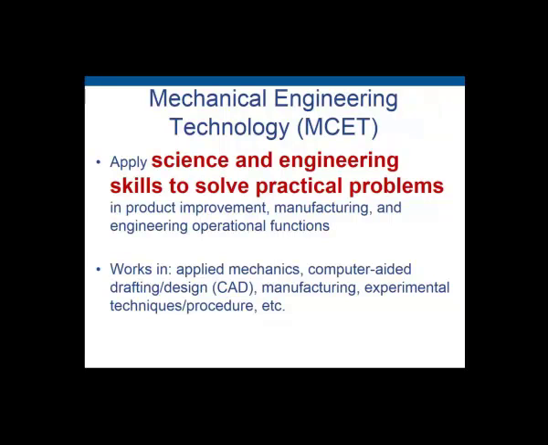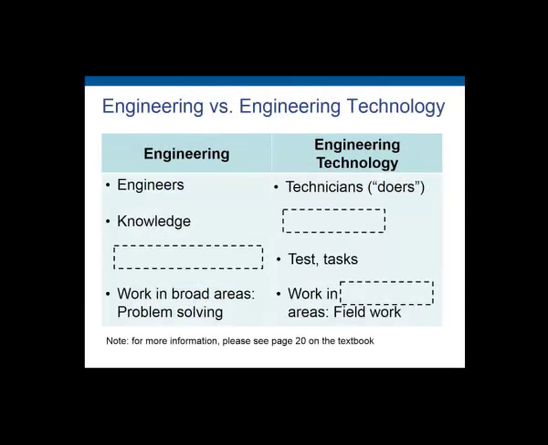Then think about what mechanical engineering technology is. What I wanted to say is that mechanical engineering technology people do more hands-on work. They solve more practical problems, such as applied mechanics, computer-aided design (CAD), manufacturing, and experimental techniques. Here is a small table that I want to use to compare engineering and engineering technology.